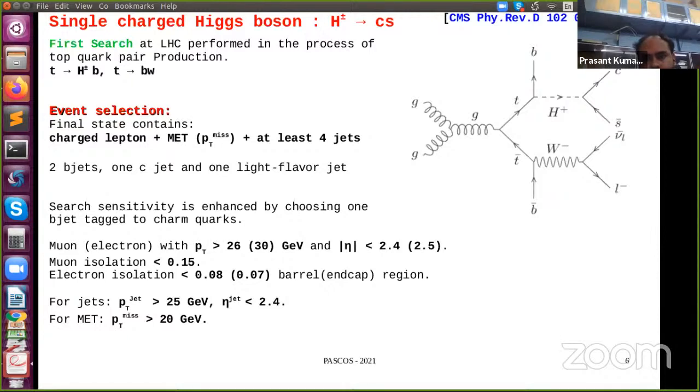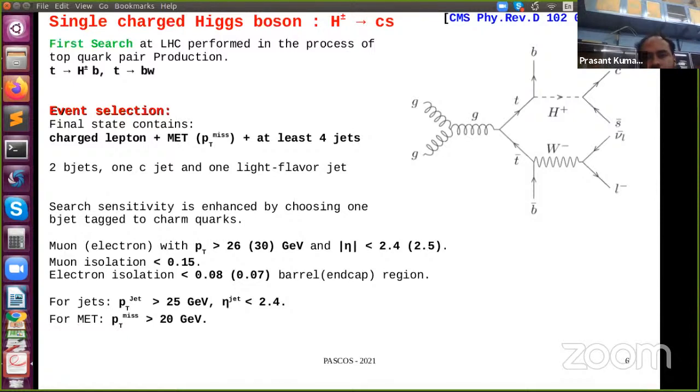a charm quark and a strange quark, and the other top quark decays to a b quark and the W boson. In this analysis, the final state contains a charged lepton plus missing transverse energy and at least 4 jets.